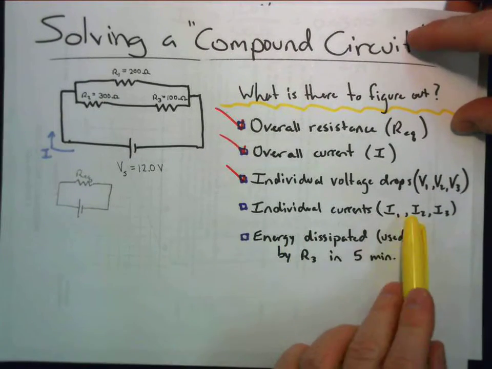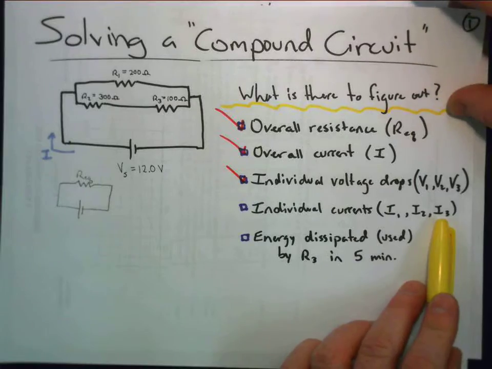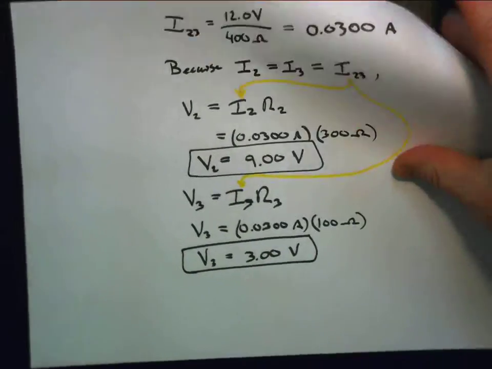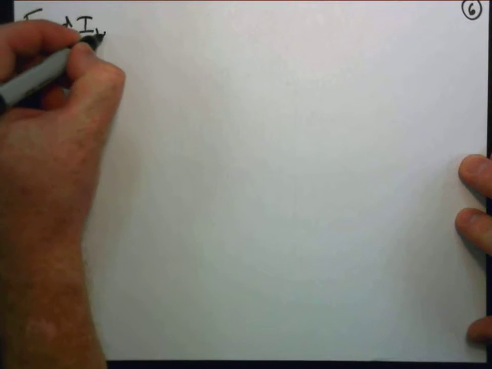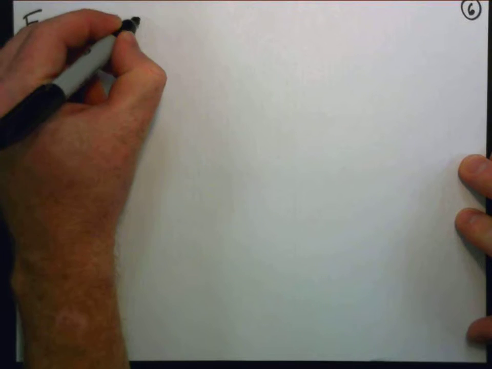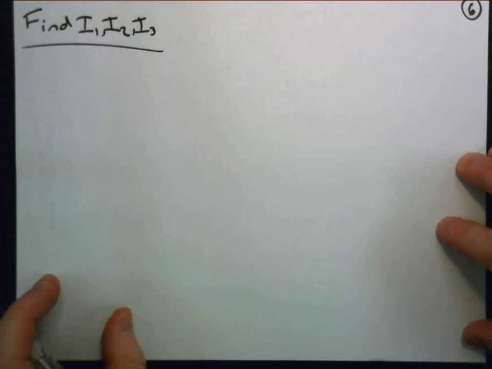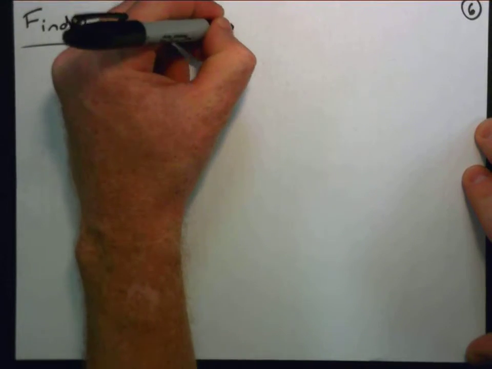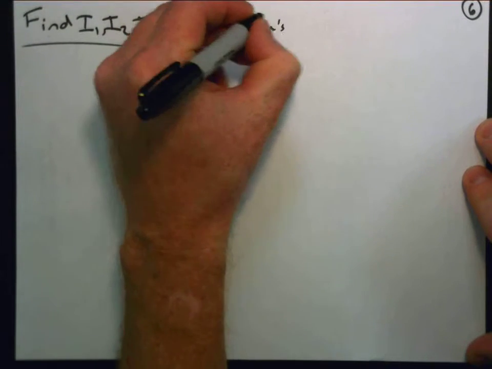Next, I want to find individual currents through I1, I2, and I3, or through those resistors. The currents are I1, I2, and I3. Okay, so I need a new paper. I1, I2, I3. I want to find those individual currents through each of those resistors. Basically, I'm just going to use Ohm's Law.